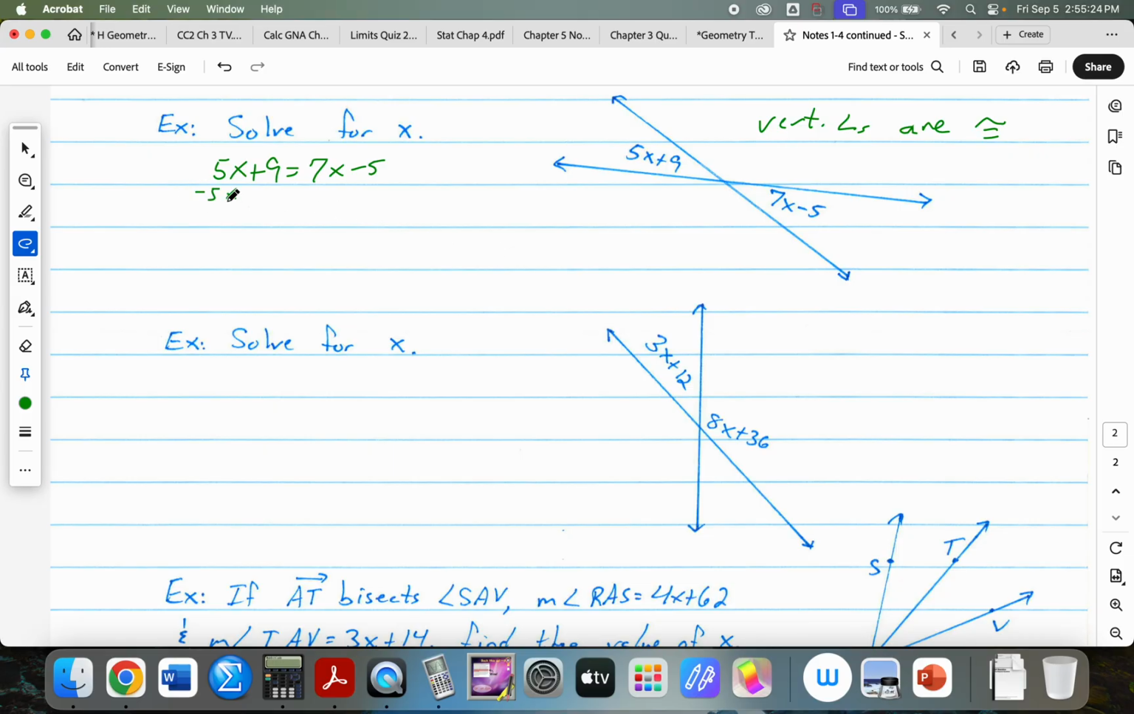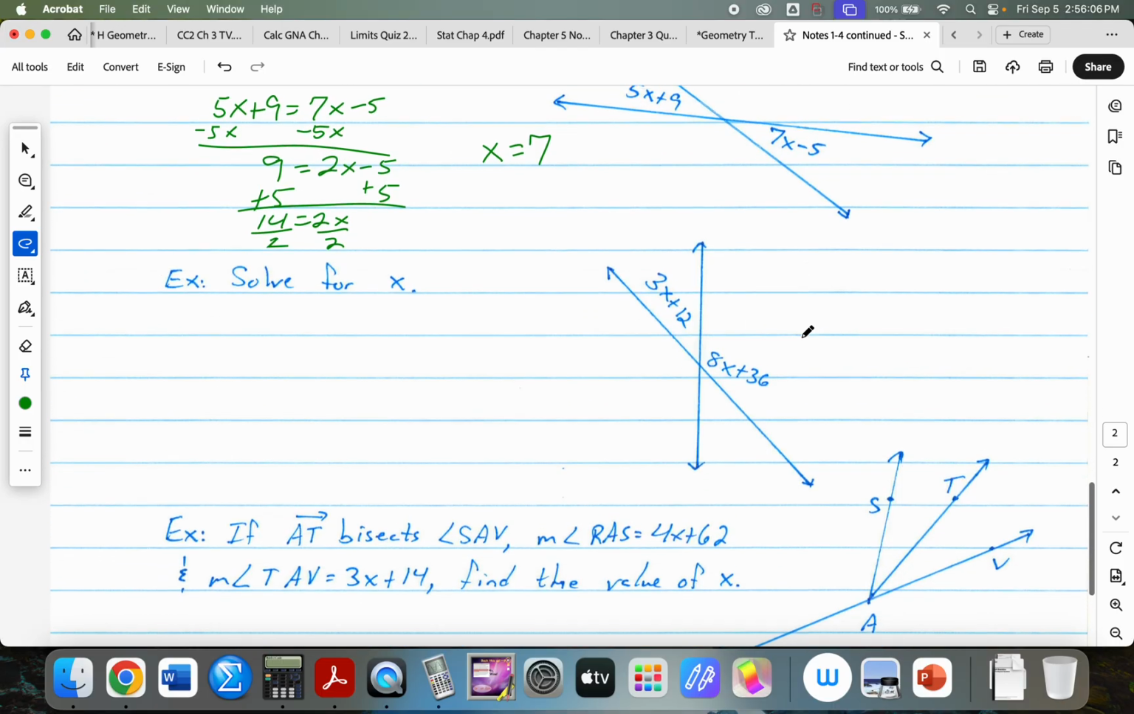I'm going to subtract 5x from both sides. I'll have 9 is equal to 2x minus 5. Add 5 to both sides. Dividing both sides by 2, we get that x is equal to 7. Yeah, it just asks you to solve for x. A lot of times it'll ask you to find the angle, but in this case, it just said solve for x.